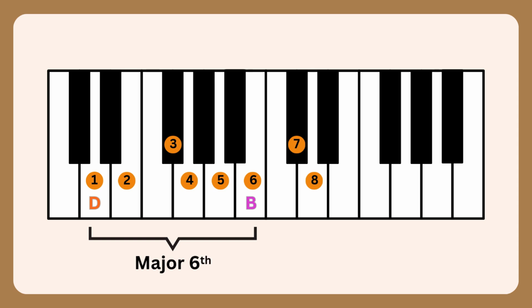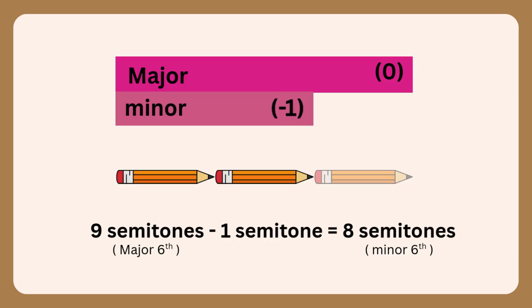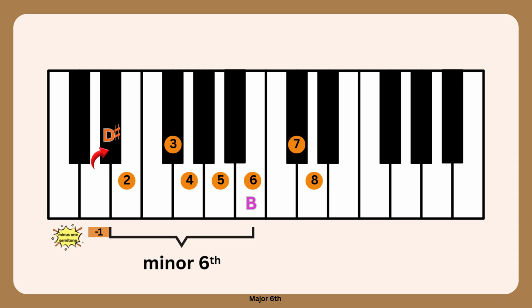2. Now raise D to D sharp. This shortens the interval by 1 semitone, so major minus 1 semitone. The interval is a minor sixth.